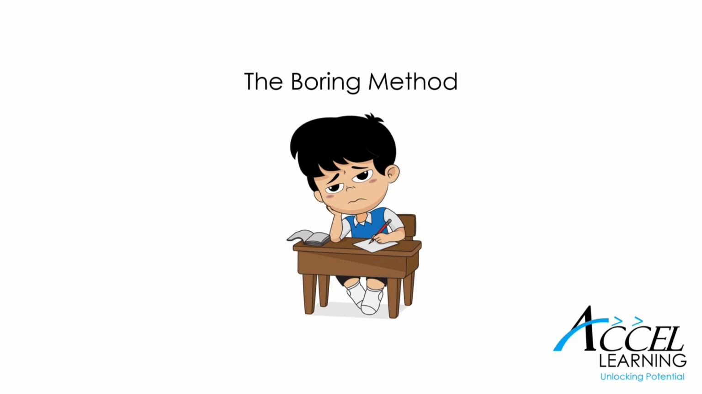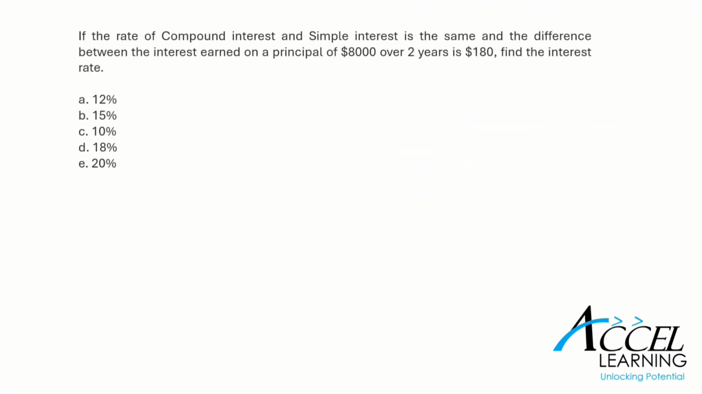Let's see how most people solve this kind of problem, the boring method. Here's the same question. Pause the video now to see if you want to solve it first before we do. So, the boring method, let the rate of interest be R%.